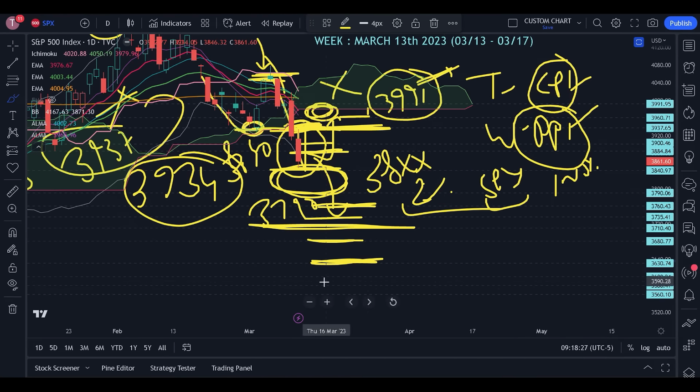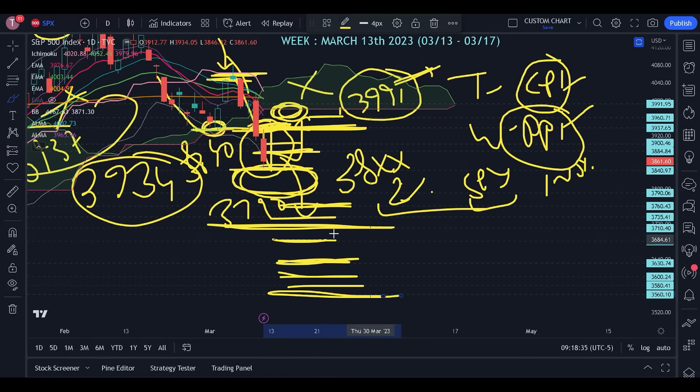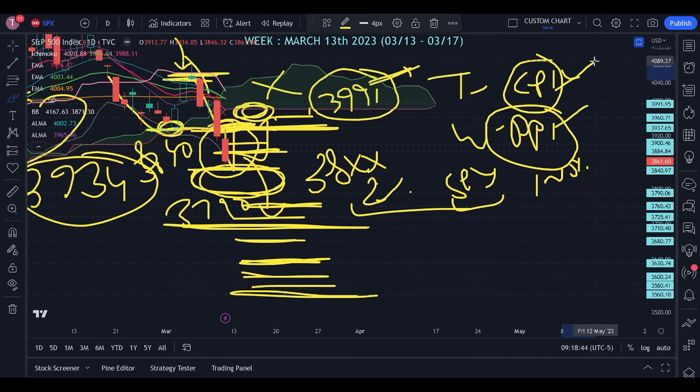3630. Then we have 3600, then 3580, and then 3560. Now you might be having the question of why I'm talking about the 3500s, something like 3560, 3580. The reason is that on Tuesday there will be the CPI data, and then there will be the PPI data.